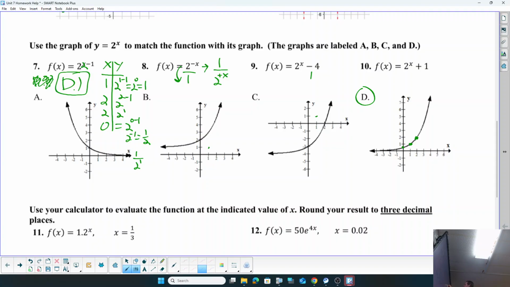Ooh, this has a horizontal asymptote. Pause me, try it on your own. So horizontal asymptote of -4. Does that have a horizontal asymptote of -4? I think it does. Interesting. And then this has a horizontal asymptote of +1, +1 for number 10. So go ahead and find the rest of those, A, B, and C. Go and match those correctly.